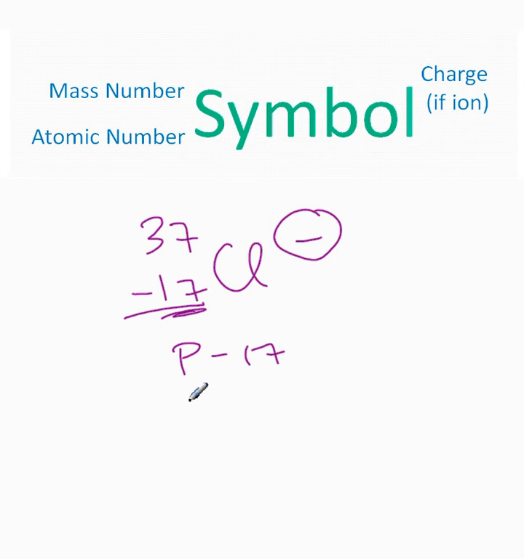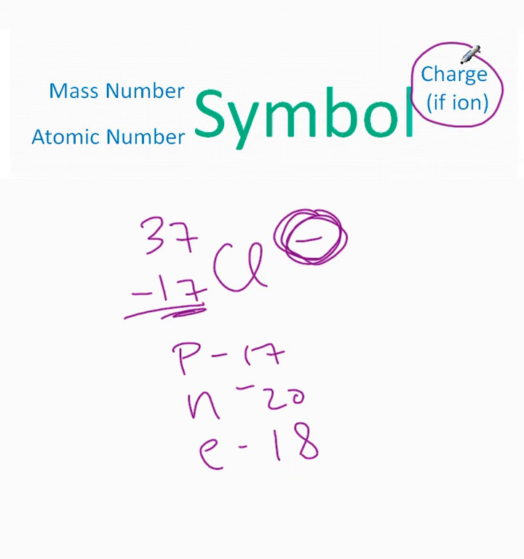Finally, electrons. I look up here. What is the opposite of a -1? Plus 1. So I take 17 plus 1, and I get 18 electrons, because this represents a charge since it's an ion. One of the things they're going to ask you to do on the test is you're going to have to complete this.